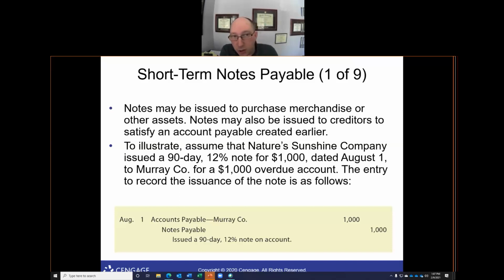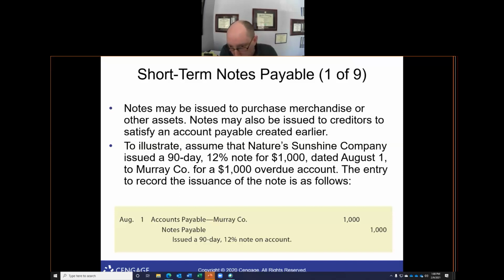It creates what we call a short-term notes payable. Think of it like a short-term loan, but it's on your account. To convert something from accounts payable to a notes payable, you debit accounts payable and you credit notes payable. What this does is it converts the debt from an account payable to a note payable. This is when the company says, I can't pay it in 30 days, but I can pay it in 90.